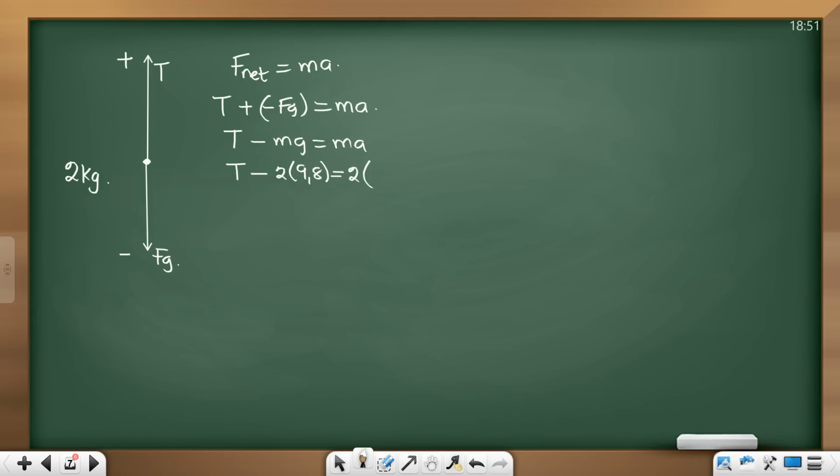What is the mass again? 2. Do we know the acceleration? 2. Oh, sweet. So what do we have? T minus 19,6 equals 4. What is T going to be? 23,6 newtons, correct. Yes. All right. I think life is made easy with that, right? The answer is always in your free body diagram.